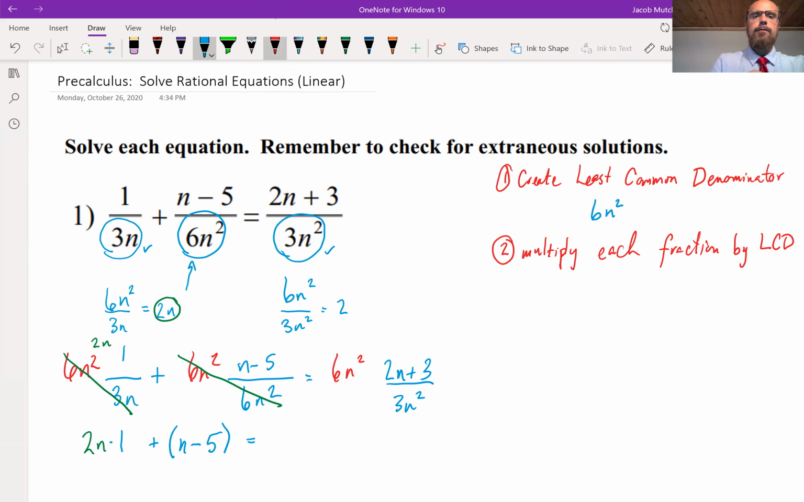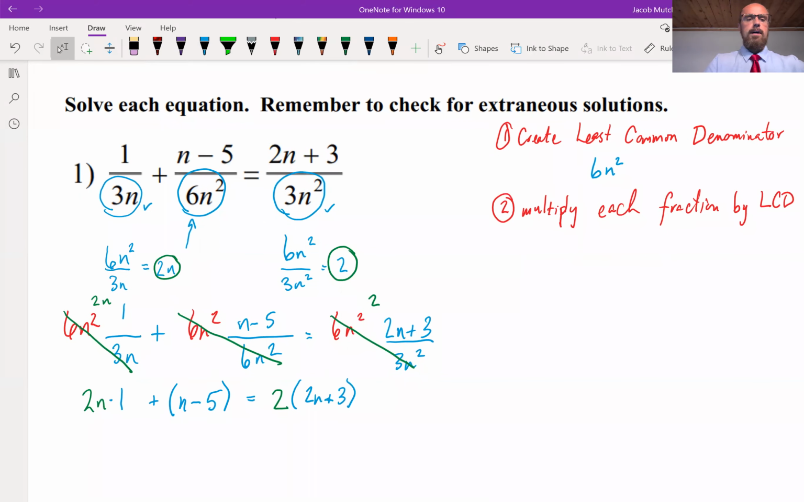And then for my third fraction on the far side of the equal sign, 6n squared divided by 3n squared is going to reduce down to just 2. Again, I'd already done that work when I was creating the LCD. So I'm going to put 2 times parentheses 2n plus 3. Notice what that's done to my equation. I no longer have any denominators, and what this has reduced down to, as implied by our title, is a linear equation. We should expect one solution.